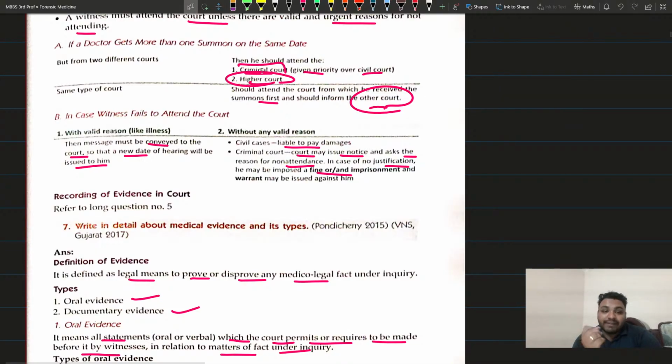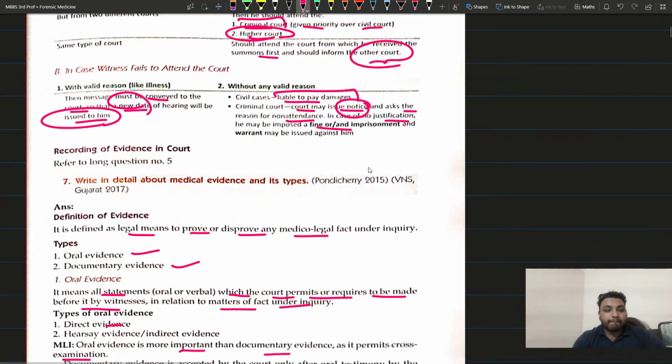In case a witness fails to attend the court, if there is a valid reason, a message must be conveyed to the court and then new dates of hearing will be issued. But without any valid reason, in a civil case the witness is liable to pay damages, or in a criminal case, the court may issue a notice and ask the reason for non-attendance. Okay.